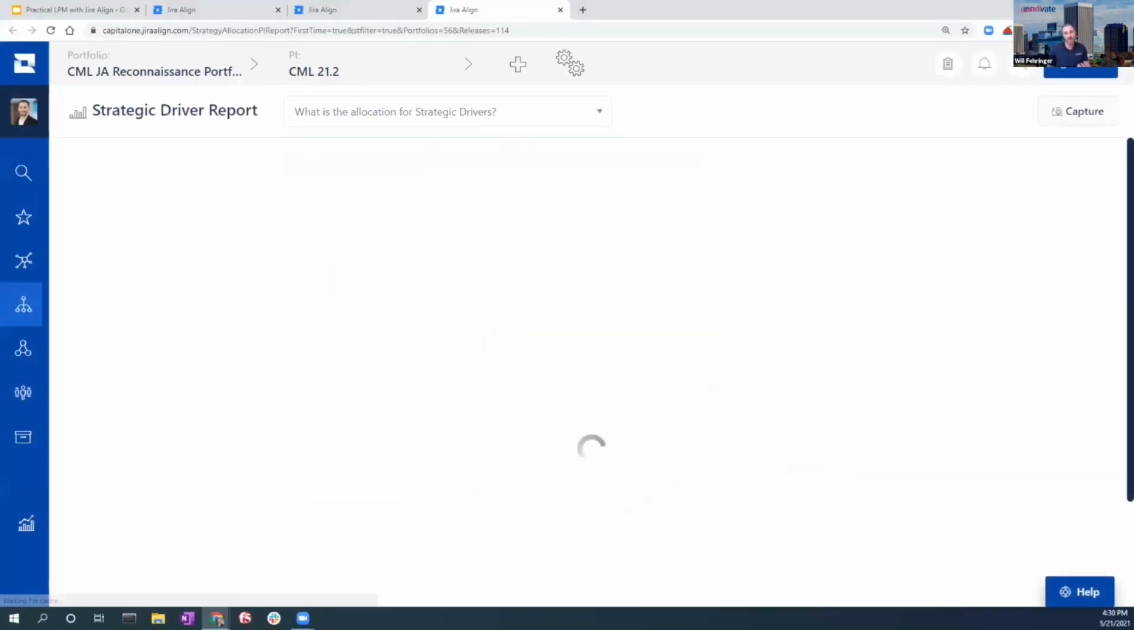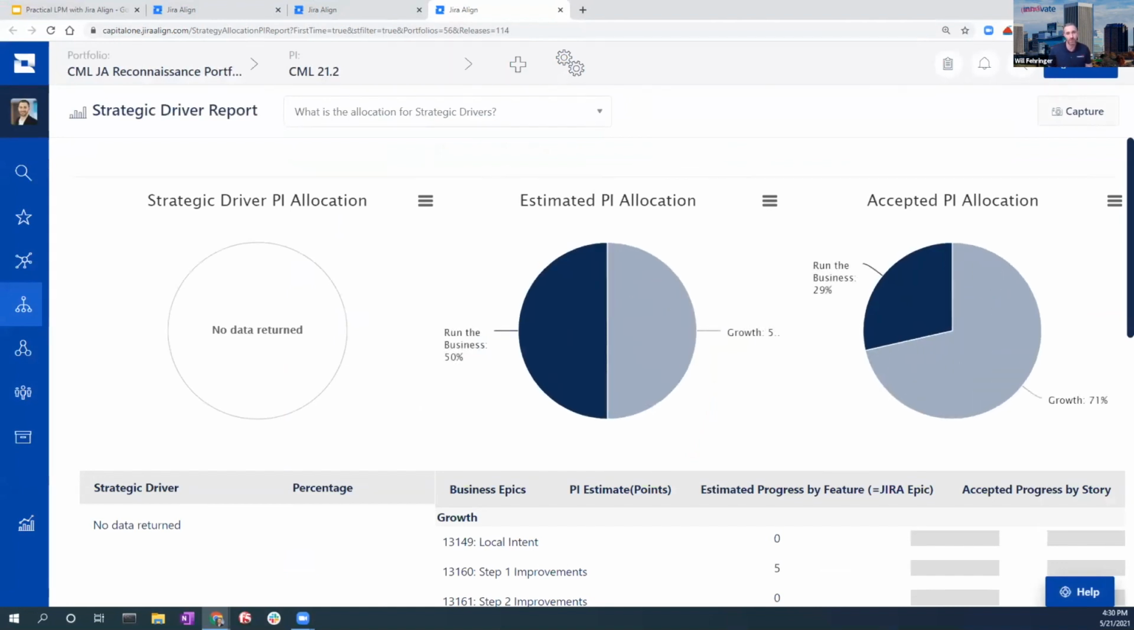So let me go ahead and dive into the tool and show what capacity allocation looks like in our tool. Now, a weird quirk, these pie charts load in different colors every single time I load it. I don't know how or why, but that's why it looks different on the slide from here. Let's explain what we're looking at here with our capacity allocation takeaway, called in Jira Align the strategic driver report.